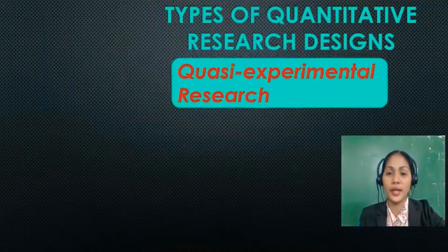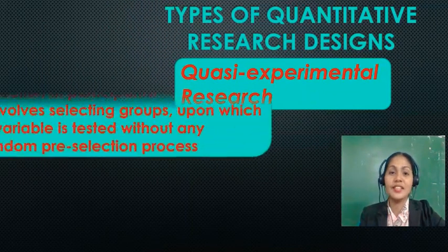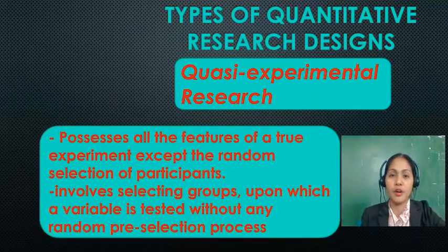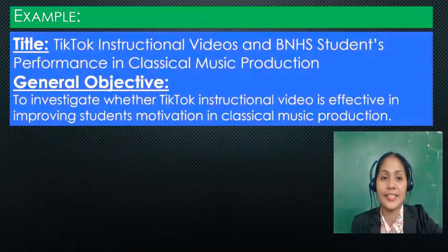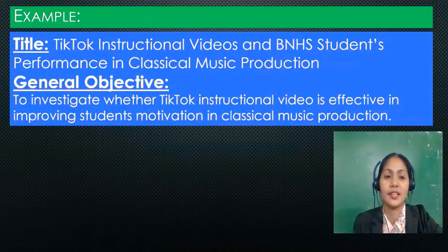Lastly, we have the quasi-experimental research. This design possesses all the features of a true experiment except the random selection of participants. It involves selecting groups upon which a variable is tested without any random pre-selection process. Example is TikTok instructional videos and BNHS students' performance in classical music production. The objective is to investigate whether TikTok instructional video is effective in improving students' motivation in classical music production.